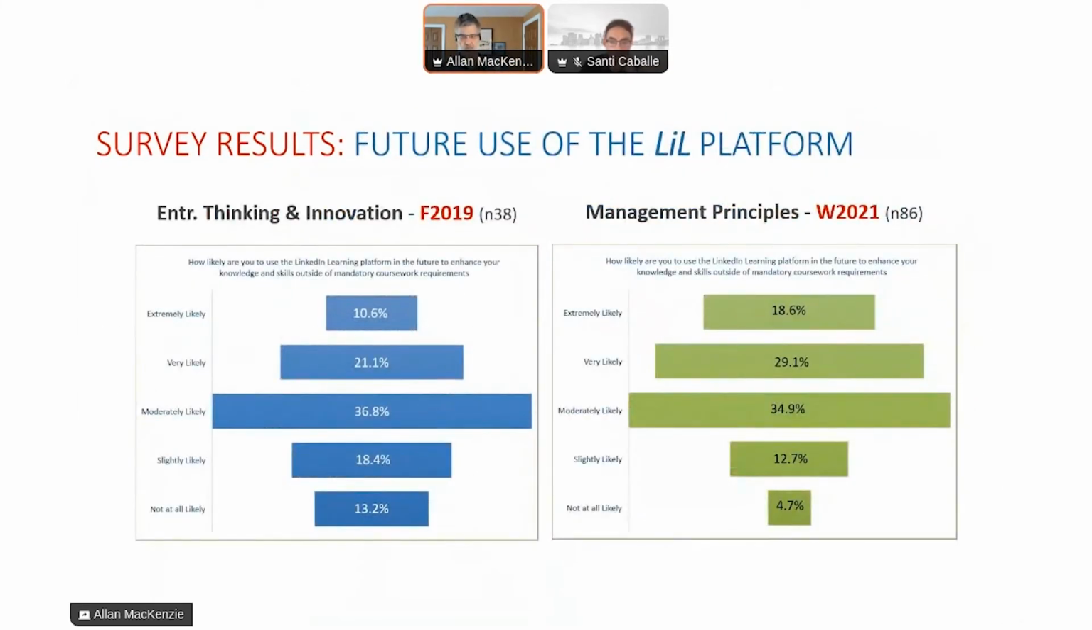The other thing I wanted to measure was, would they be using LinkedIn Learning outside of courses? And again, this was trying to measure that kind of nudge to incorporate lifelong learning. In the 2019 cohort, just under 32% said they were extremely or very likely to do that. And then that grew to almost 48% in the 2021 cohort. So almost a 16% increase. Now, of course, they don't know whether they're going to use this after they graduate or whether they even have access to it, but it is starting to indicate that there is a trend towards using that as a platform.